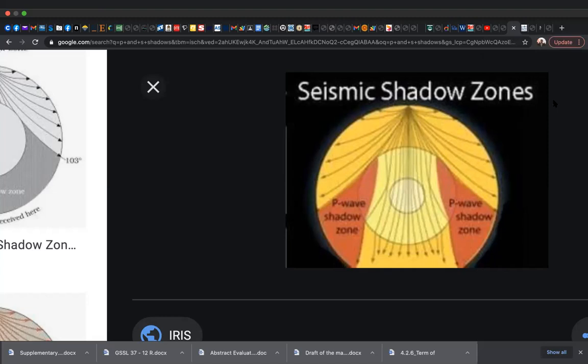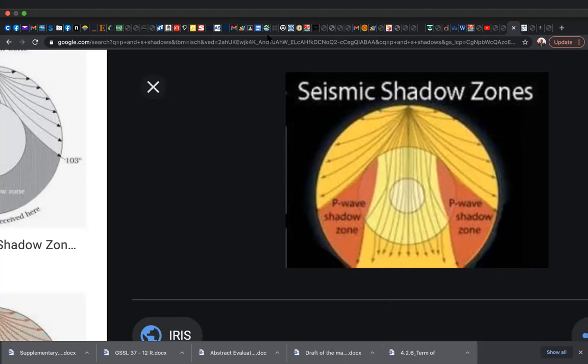We call it refraction. Okay, so this is what you call reflection, right? So in that zone you don't see any seismic wave. Okay, in that region you don't see any seismic wave. So this type of shadow zones are there.